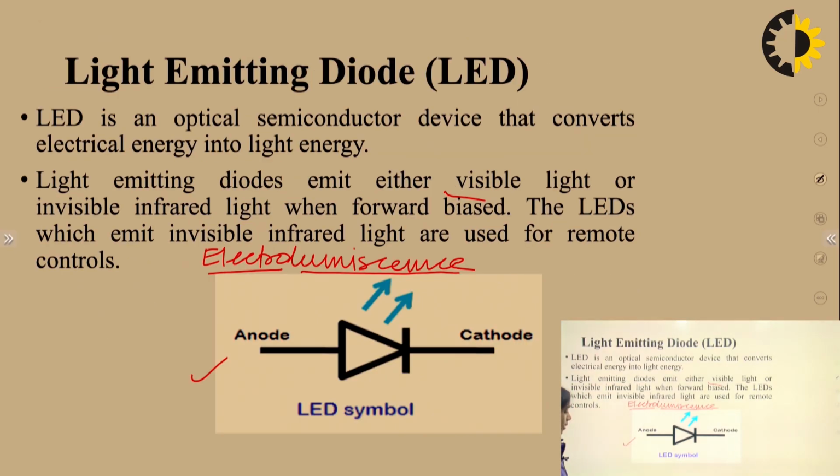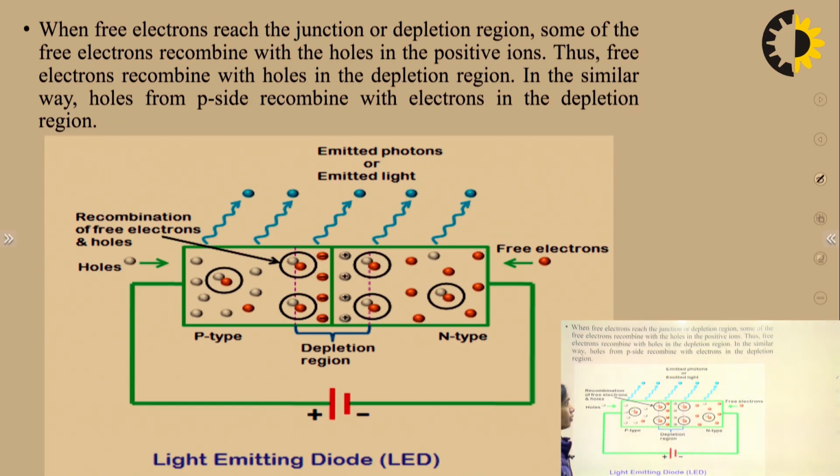Now, for the working, we connect the LED in forward bias by connecting the positive terminal of the battery to the P-type and the negative terminal to the N-type. When it is forward biased, electrons from the N-type material move to the P-type material, recombine and emit energy in the form of light. This gives the working of the LED in forward bias.